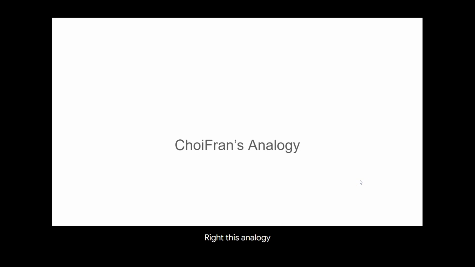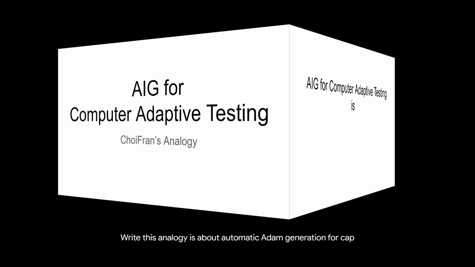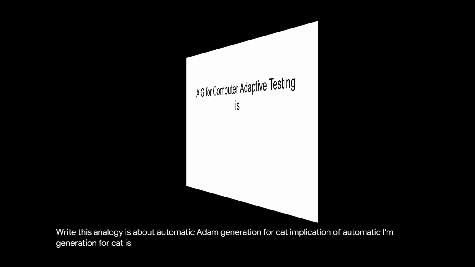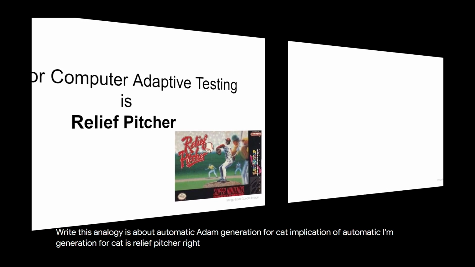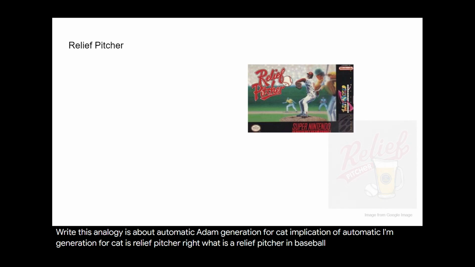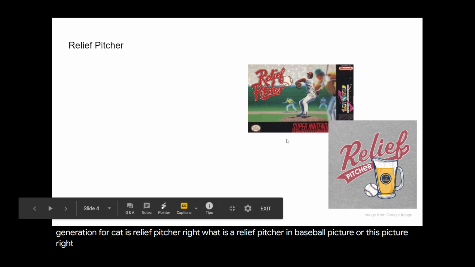This analogy is about automatic item generation for CAT. The implication of automatic item generation for CAT is a relief pitcher, right? What is a relief pitcher in baseball? This pitcher or this pitcher, right?